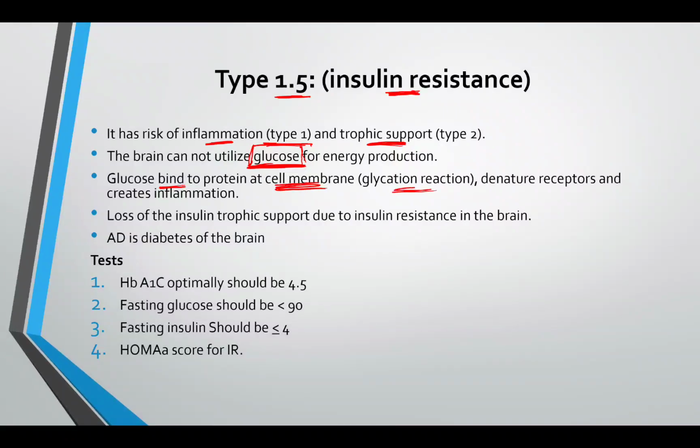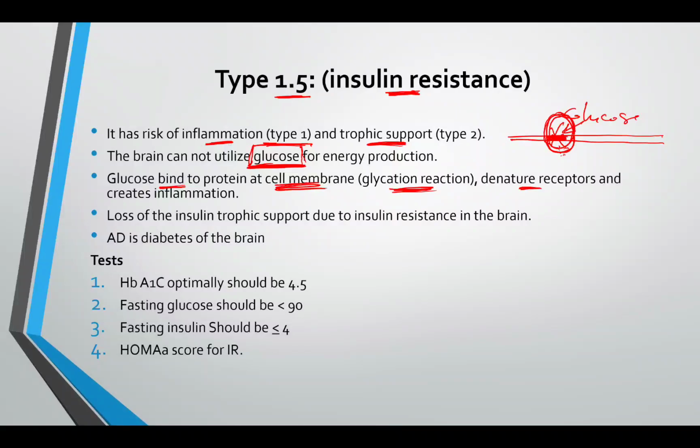We call this a glycation reaction. It reacts with the protein in the cell membrane and denatures the receptors. The receptors are present at the cell membrane and contain protein. When glucose combines with the protein in the cell membrane, it destroys the receptor. The molecule that appears after that is called glycated protein, which is protein attached to glucose. The brain sees it as a foreign body, and the immune system starts to attack and causes inflammation in the cell membrane. So excessive glucose in the brain is a source of inflammation.